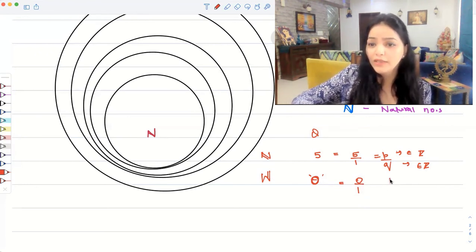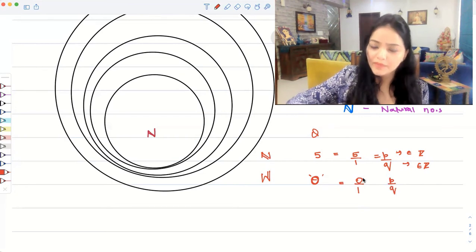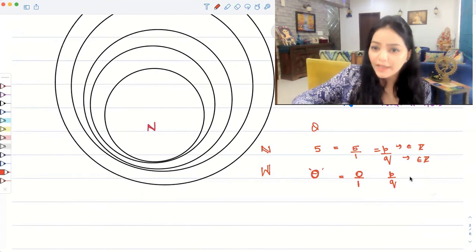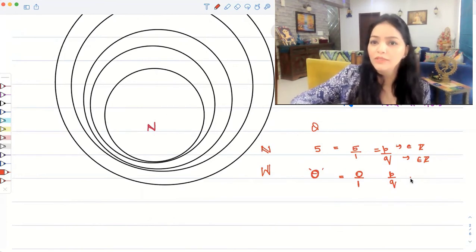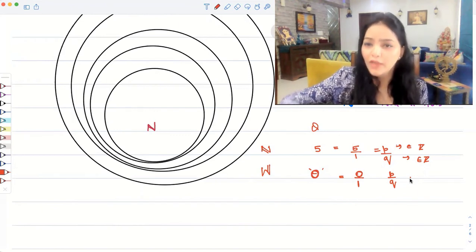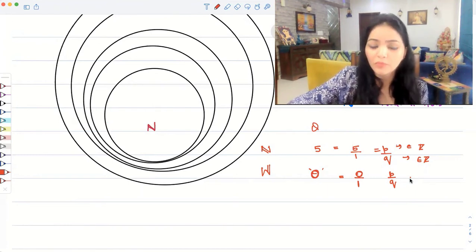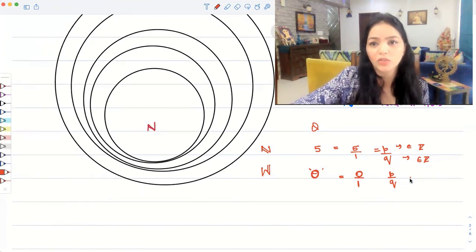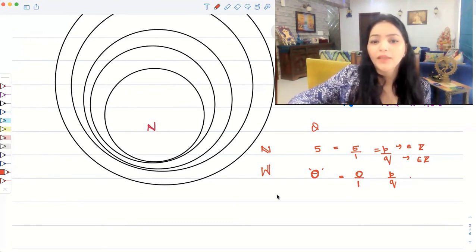So again, you are able to write it down in terms of P by Q, where 0 is an integer, and the representation is there. So therefore, all the whole numbers are also rational numbers. Yes, my answer to the question 'is 0 a rational number' is yes. 0 is a rational number because we do have a representation. We do have a Q denominator for 0 also.